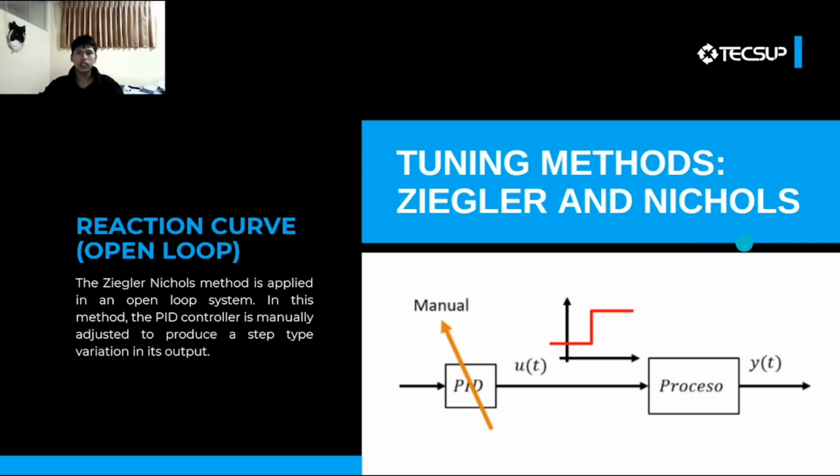Tuning method: single loop, Ziegler-Nichols, open loop. The single loop method applied to an open loop system is the method where the PID controller manually adjusts the process variable variation.